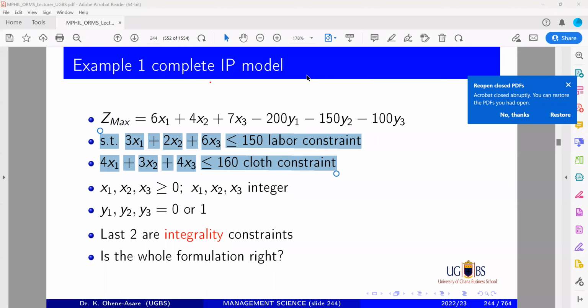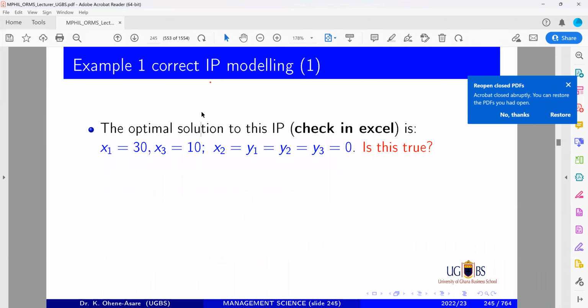And the problem is that the constraints do not have the y's in them. In fact, if you have to solve this model, let me just show you something. If you go and solve this model, this will be your solution. By the way, I did this in Excel, and this was my solution. Who can tell me why this solution you are seeing here, this blue solution, is wrong?